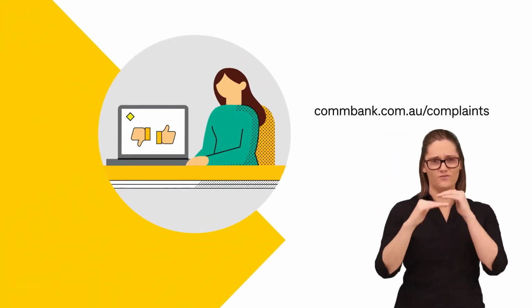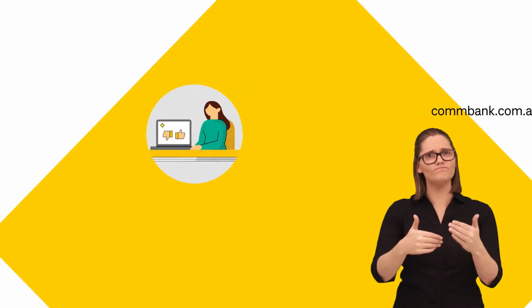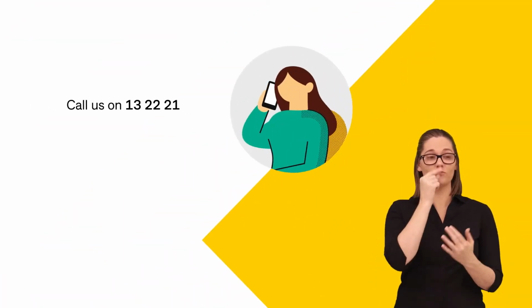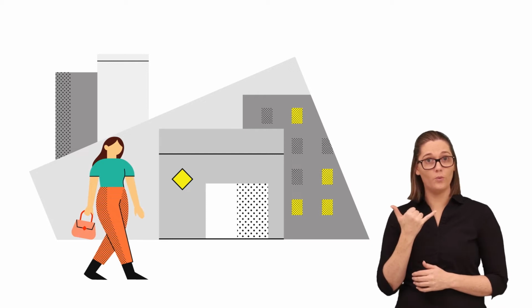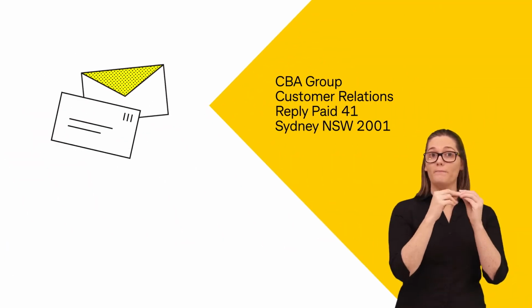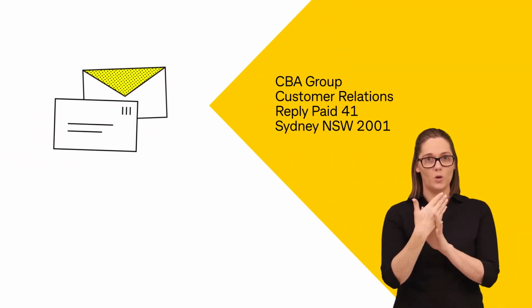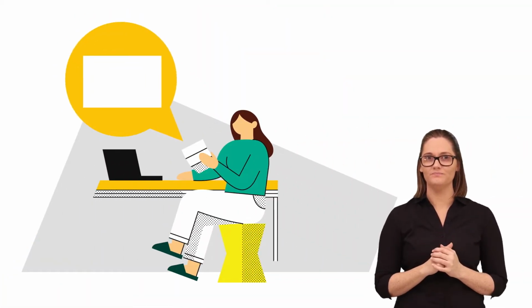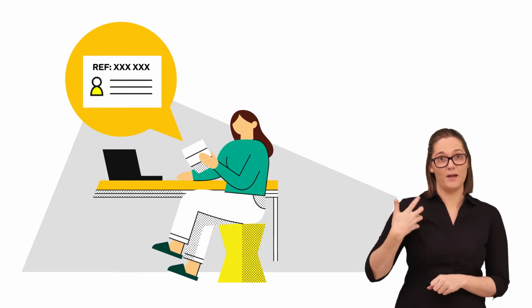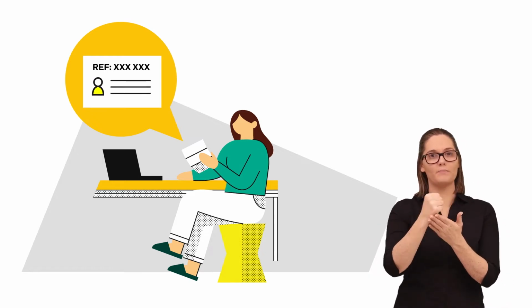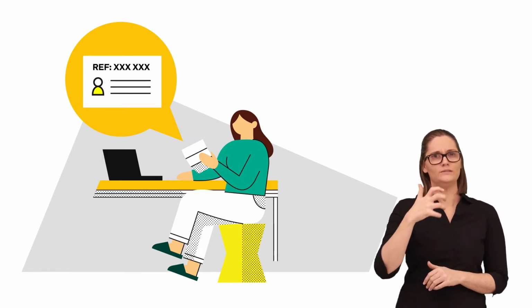It's easy to make a complaint online, on your phone, by visiting one of our branches, or writing to us. There's no need to use a stamp. We'll cover the postage. When you make a complaint, we'll give you a reference number and the name and contact details of the person who will help you.